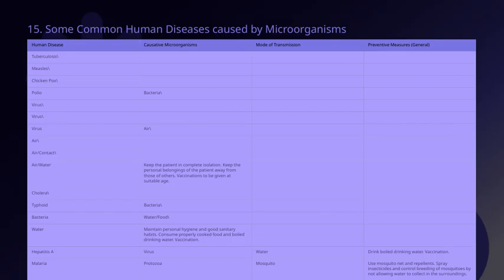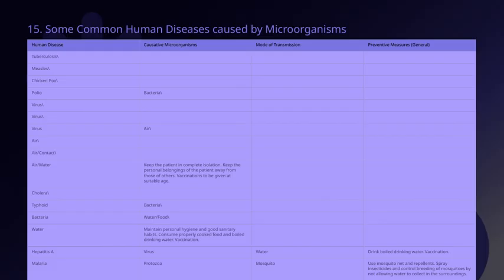Cholera and typhoid are caused by bacteria and typically spread through contaminated water or food. To prevent these, it's important to maintain personal hygiene, practice good sanitary habits, consume properly cooked food, and drink boiled water. Vaccinations are also available and recommended. Hepatitis A, caused by a virus, spreads mainly through contaminated water. Drinking boiled water and getting vaccinated are effective ways to protect yourself.